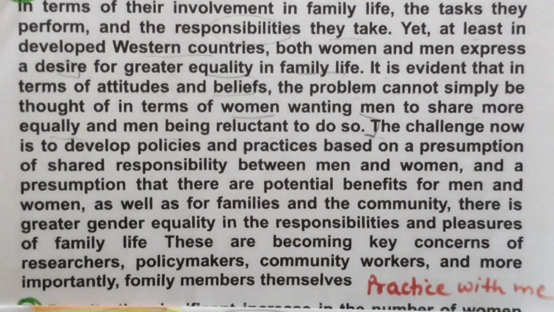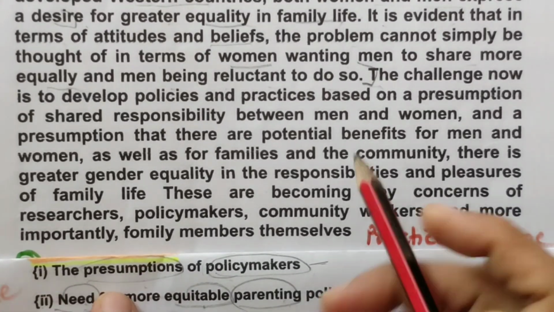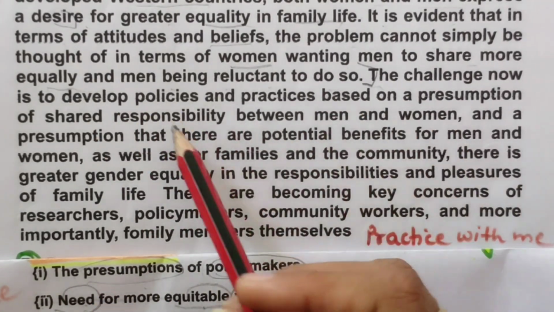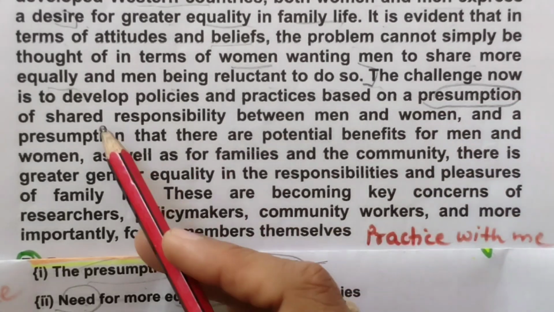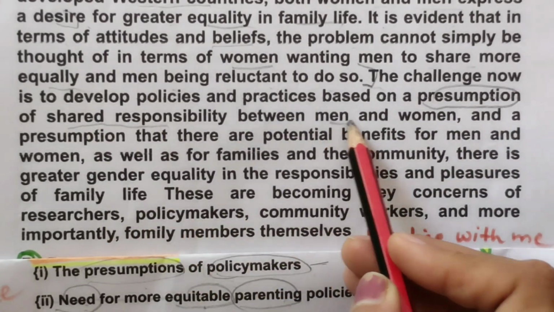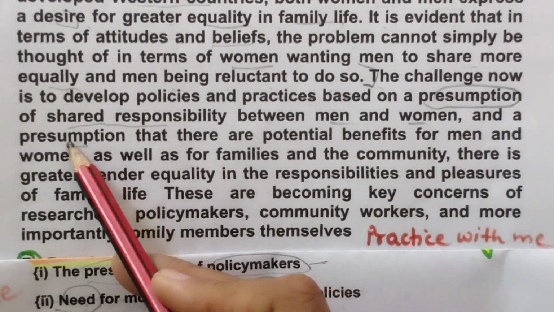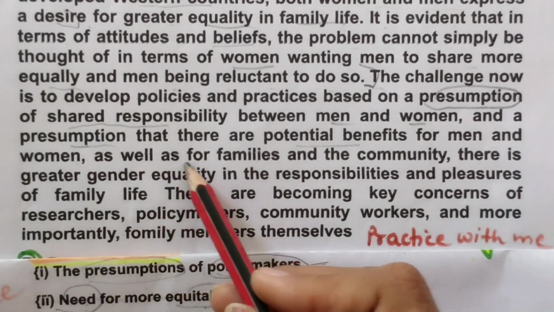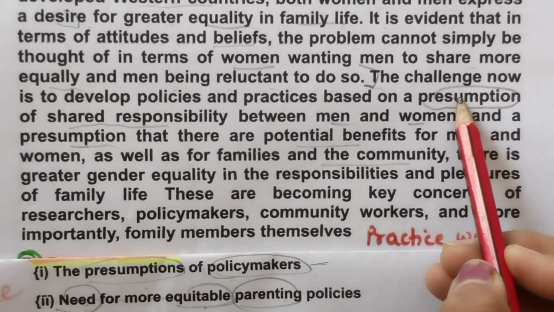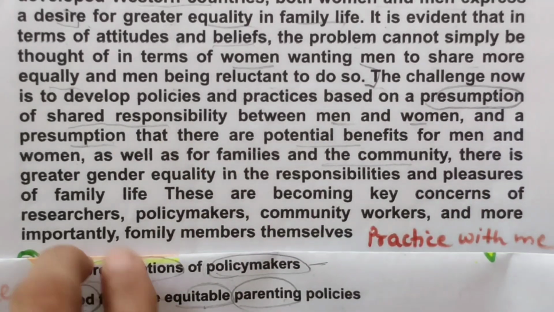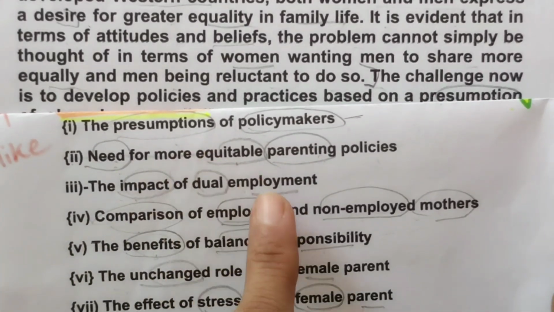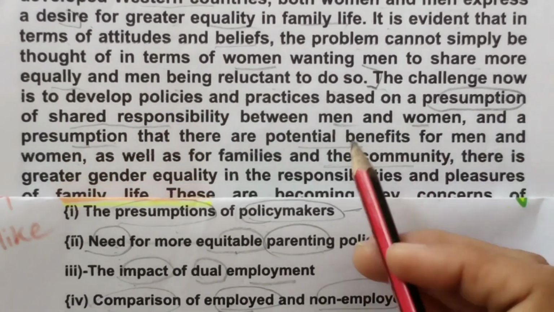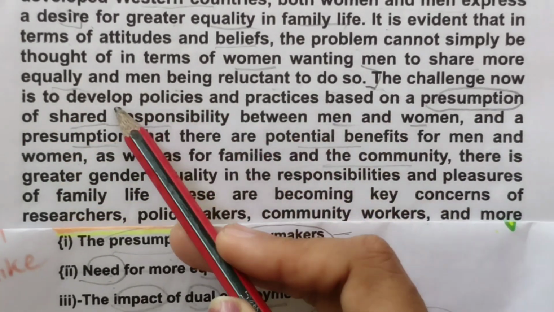Okay, let's read a little bit more, then we will come to know. The challenge now is to develop policies and practices based on a presumption of shared responsibility between man and woman, and a presumption that there are potential benefits for man and woman as well as for families and community. Presumptions, they are talking about here, presumptions of policymakers. But where is policy to develop policies?